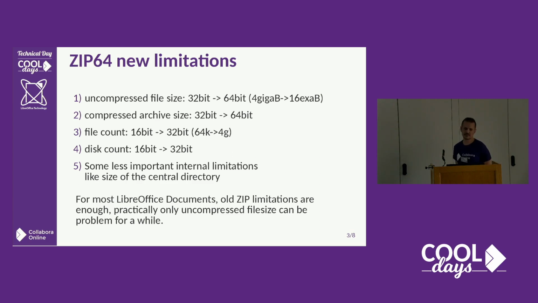There are other limitations like file count, but it's usually not a problem in LibreOffice, and the disk count. LibreOffice doesn't even read this value because it was designed so that we can split the zip archive into multiple parts. When we had floppy disks, we had to do this, but nowadays it's not so common. Especially LibreOffice doesn't use it because our document is just one file. We don't need to split them.